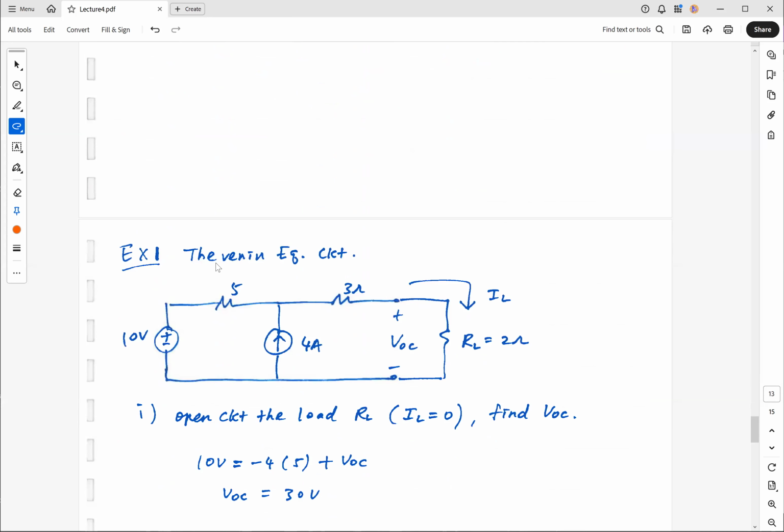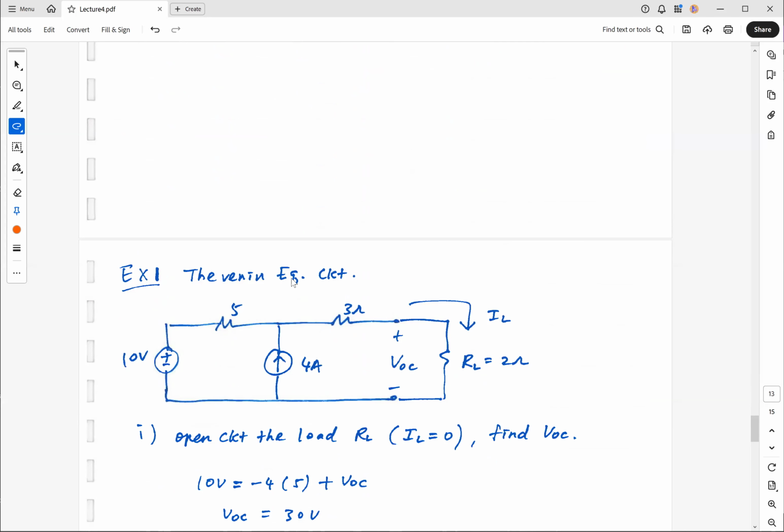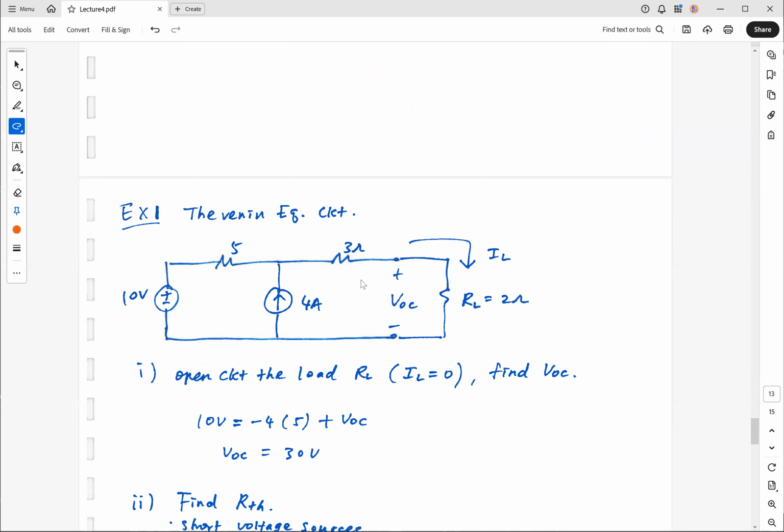All right, so let's look at how we can perform the Thevenin equivalent circuit on this circuit. Two sources, two resistors, the same load resistor, 2 ohm, no change. And the current passing through this load resistor is something I call IL. L stands for the load, so load current.